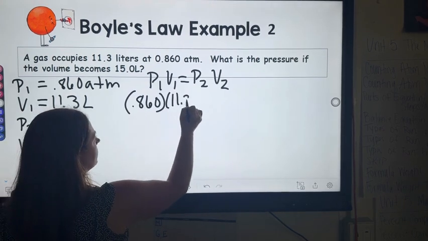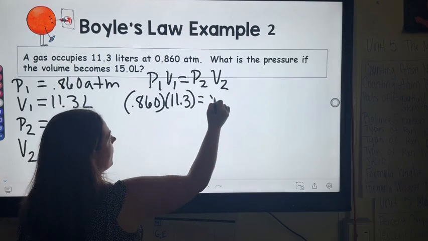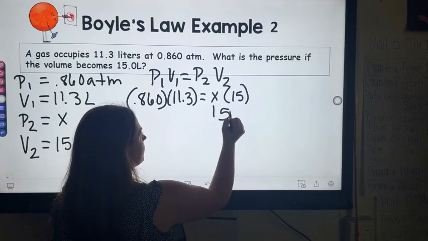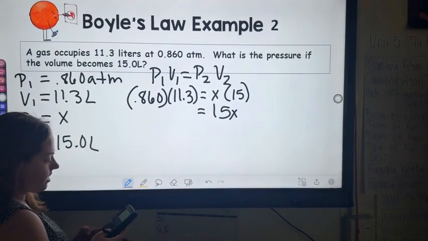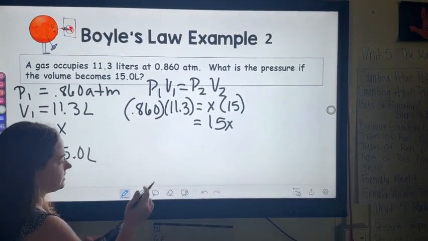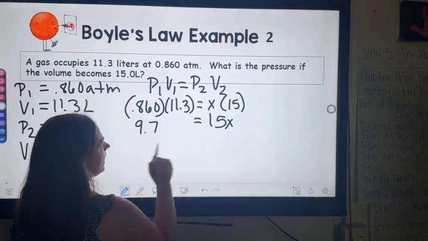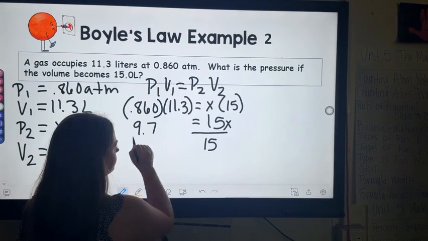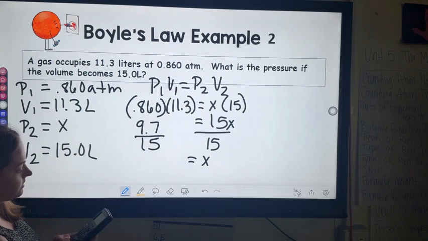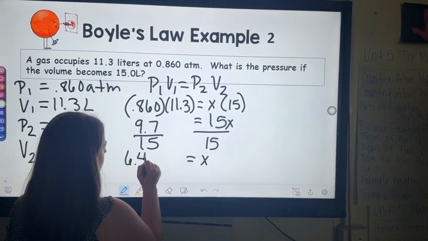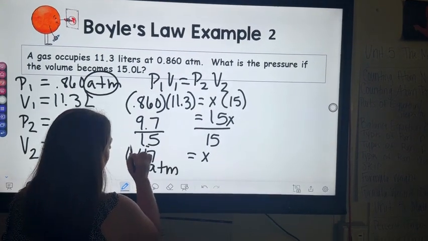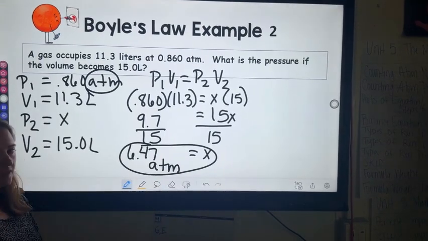So we know it's P1, V1, P2, V2, and we can fill in our missing numbers. 0.860, 11.3, P2 is our x, and V2 is 15. So we have 15x, and then 0.860 times 11.3 is 9.7. And then we divide each side by 15. And x is 6.47. The first pressure is in atm, so we know the answer will also be in atm, and 6.47 atm is our final answer.